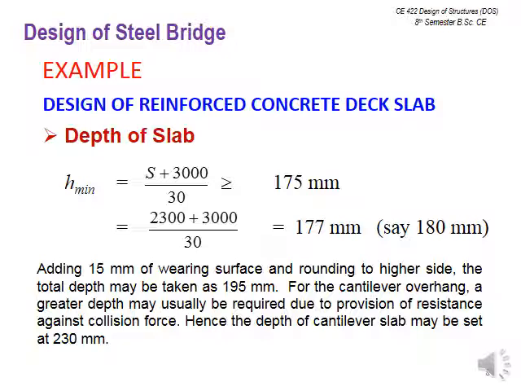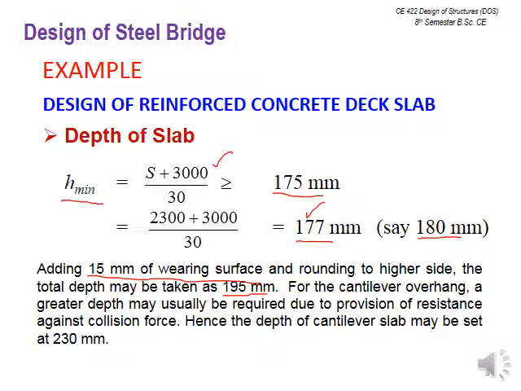Then comes the design of the reinforced concrete deck slab. All of the procedures are the same. First of all, you have to calculate the depth by using the formula we have used earlier. That value comes out to be 177, and we have rounded it up to the larger side. It is 180 millimeters. So it should be greater than 175. First of all, it's satisfied at this limit, and then you have to round up to the larger side. So you have to add the 15 millimeter bearing surface. Again rounding it up to the higher side, it gives you 195 millimeters.